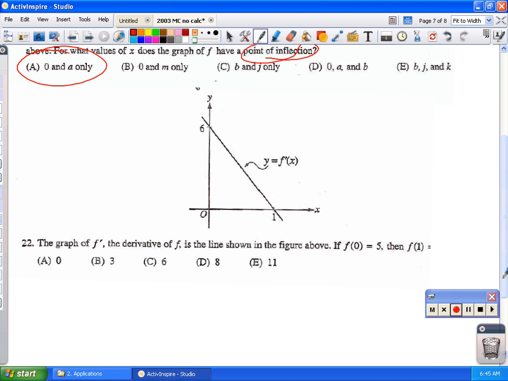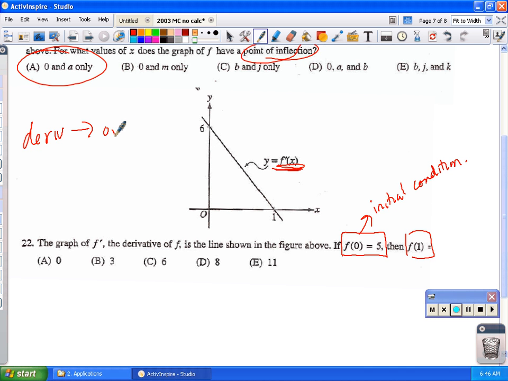22, the graph of the first derivative of f is the line. We want f of 0. Or no, f of 0 is 5. We want f of 1. Ladies and gentlemen, this is an initial condition. Think about it. What do we know? We know f prime. We know the derivative. So let's think about that. We know the derivative. What do we want? We want the original. Why do we want the original? Because we need f of 1 and f is the original. How do you go from the derivative to the original? You find the antiderivative.